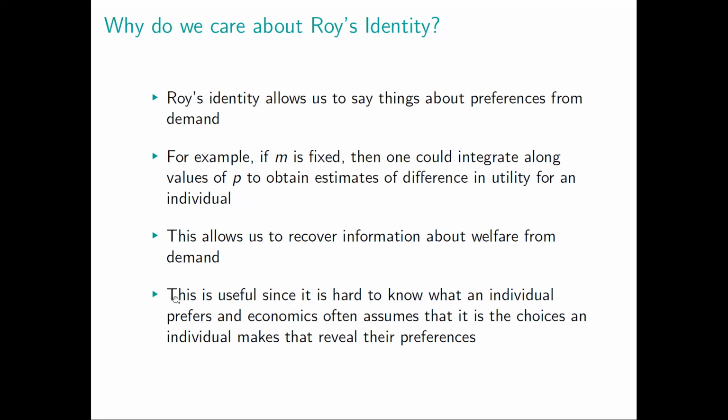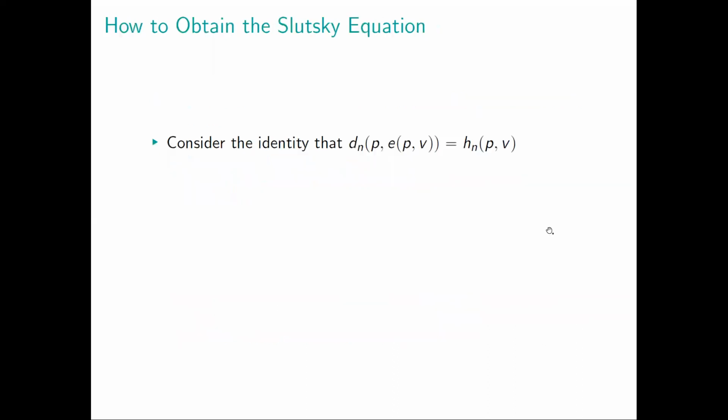And again, this is useful since it is hard to know what an individual actually prefers. In economics, we regularly assume that the only way we can tell something about preferences is by looking at the revealed preferences. So we use the choices an individual makes in order to say something about the preference relation. Great. So that's the end of Roy's identity.